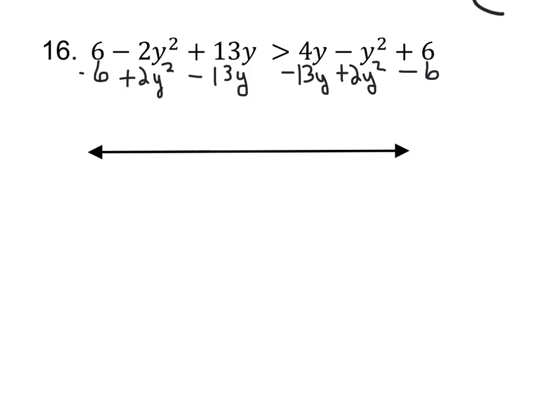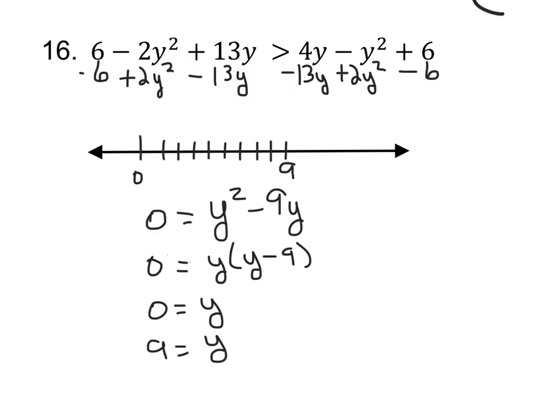What I'm doing here is subtracting a 6, adding a 2y squared, and subtracting a 13y from the left. Whatever I do to the left, I have to do to the right, so I'm doing the same thing over here. This is setting this equal to 0, so that makes this 0, and we're going to rewrite this.